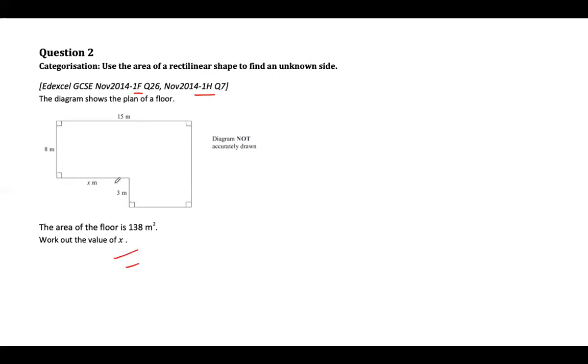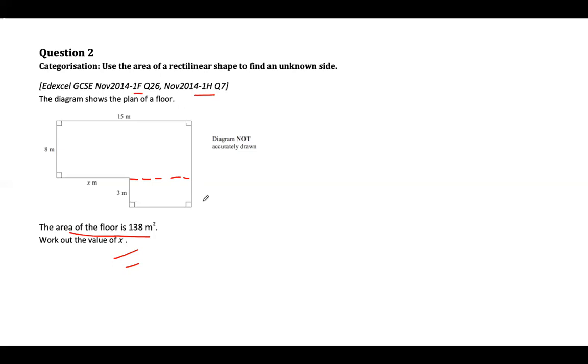So we need this x here. And we need the area, the total area of the whole floor. Again, being a rectilinear shape, we can divide. I mean, we can divide it here or divide it there. I'm going to go for this line this time. Okay, I can divide the shape into two rectangles.